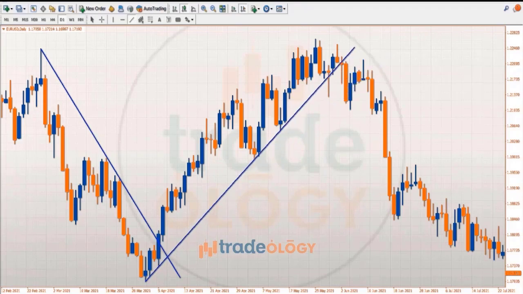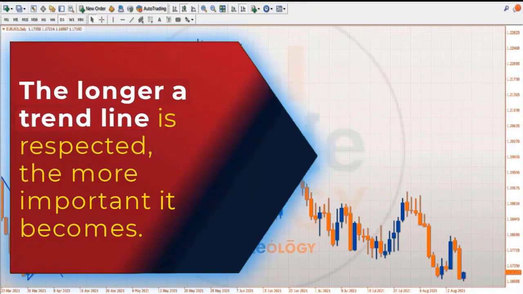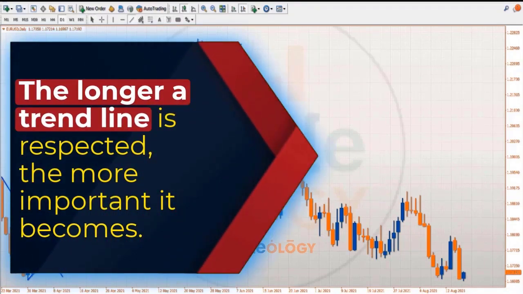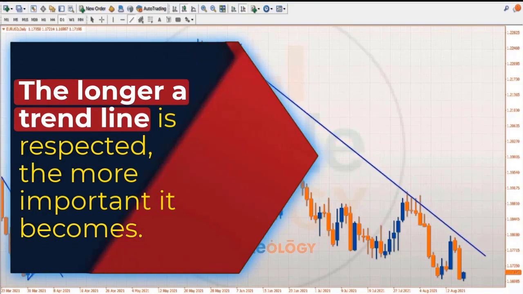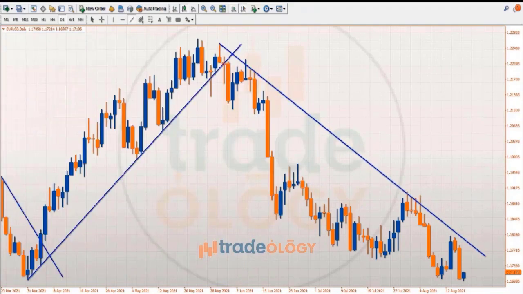This brings me to a very important rule regarding trend lines. The longer a trend line is respected, the more important it becomes. A trend line that extends over 2 years will always be considered more important than a level that only extends the course of 2 weeks.